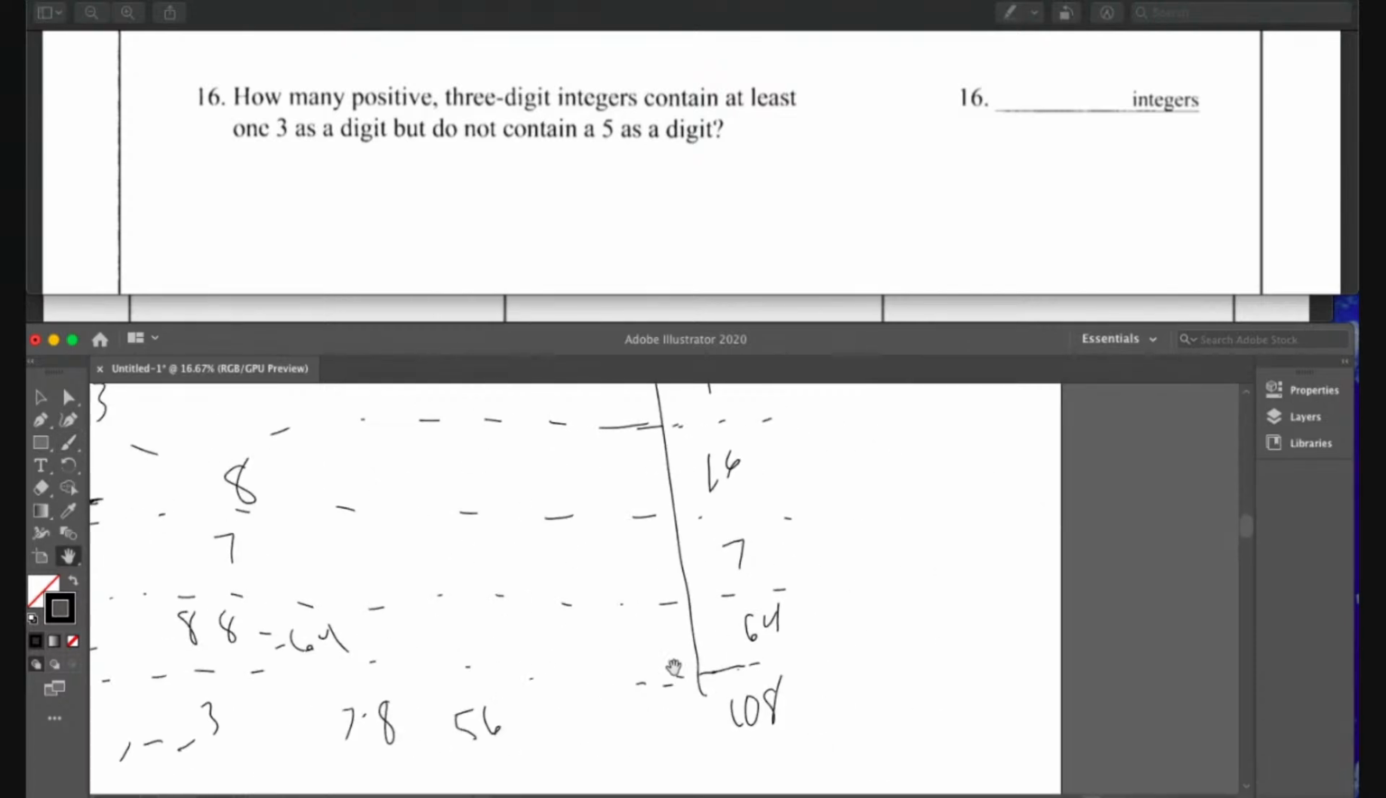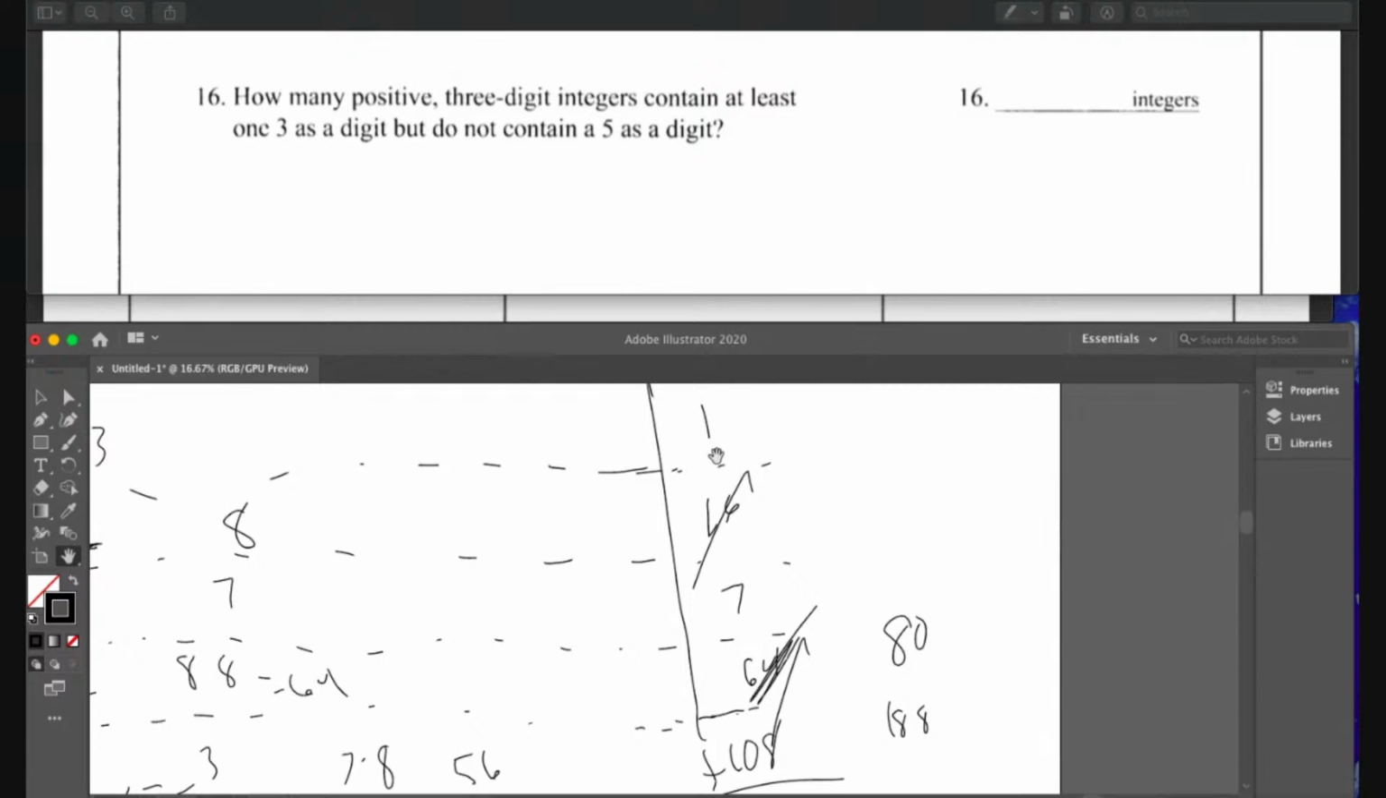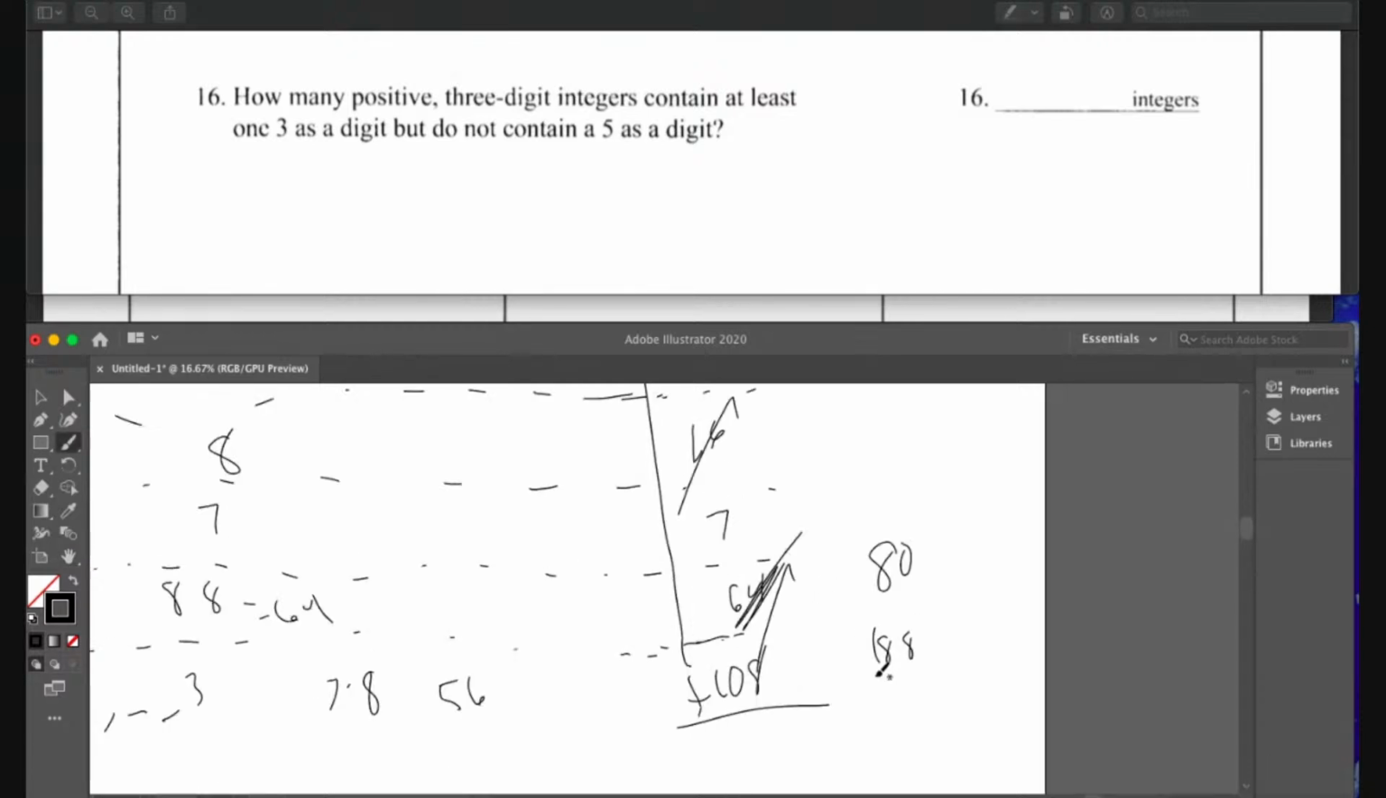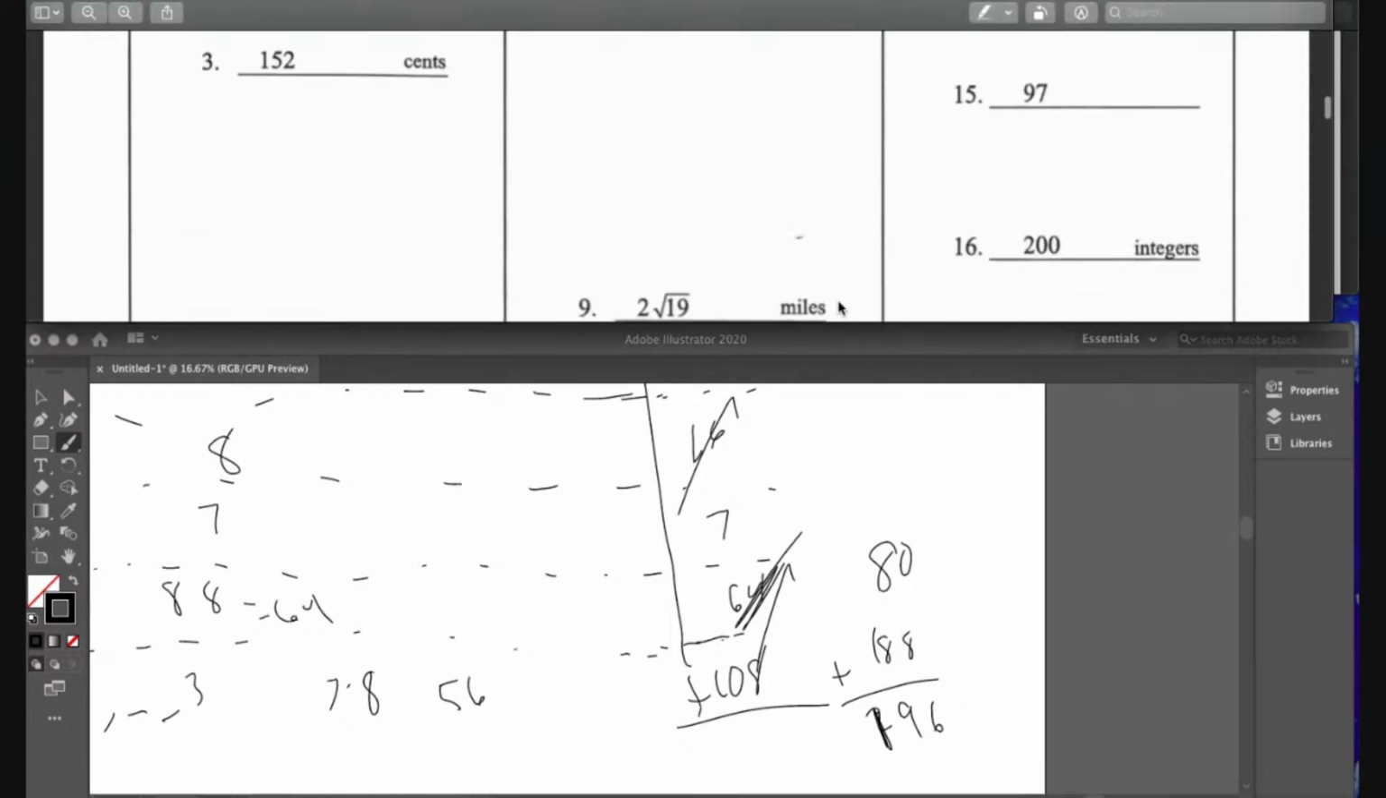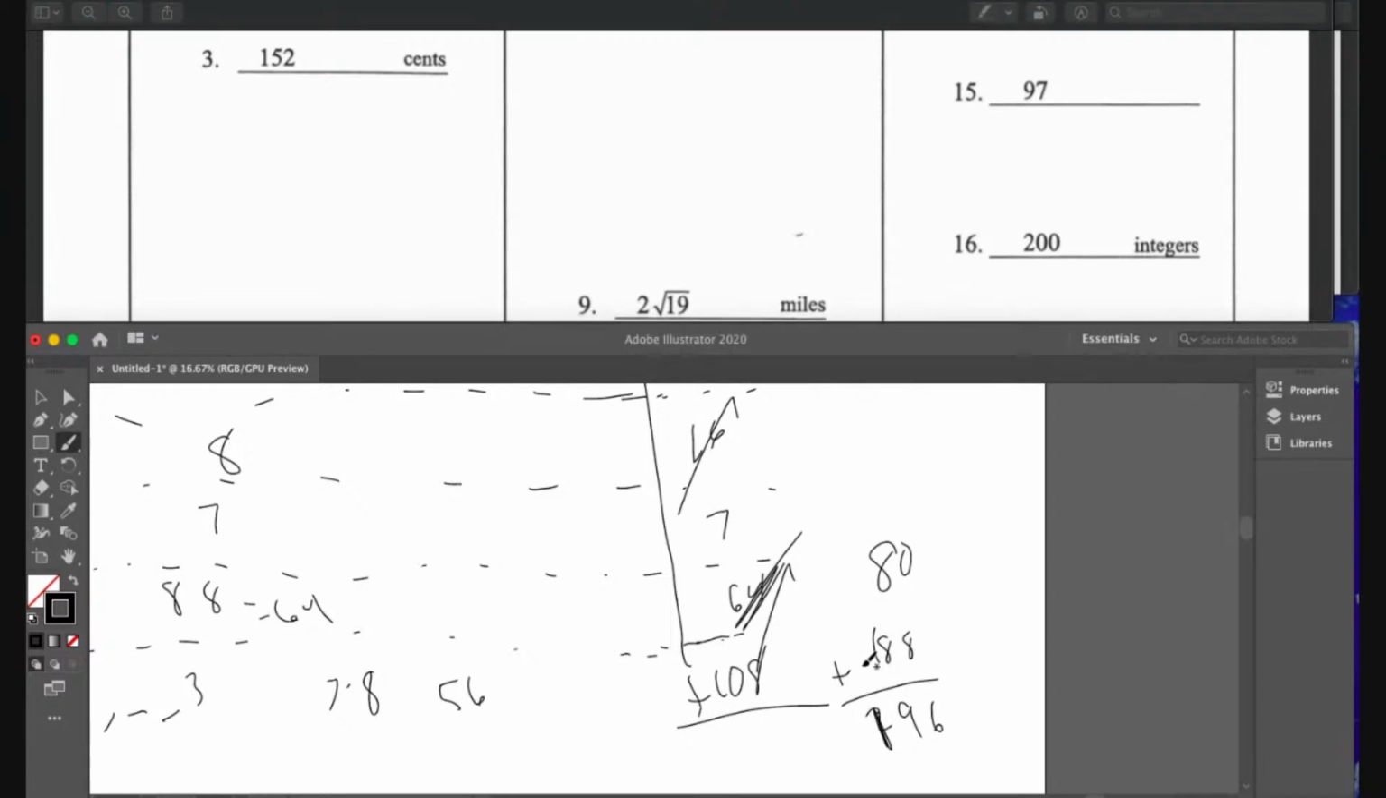Okay, and then we're just going to add all these numbers together. So 16 and 64 is going to be 80. And then 80 and 108 is going to be 188. And then we add an 8 here. And then that's going to be 196. Uh-oh. I'm 4 off. Hmm. 4 off.